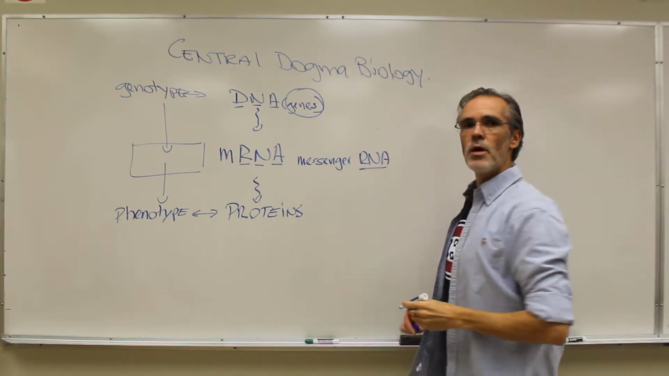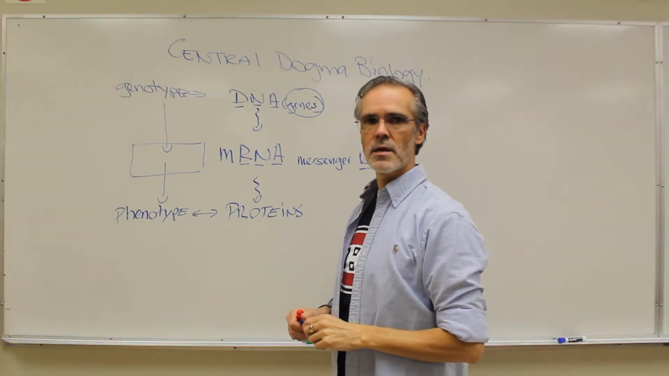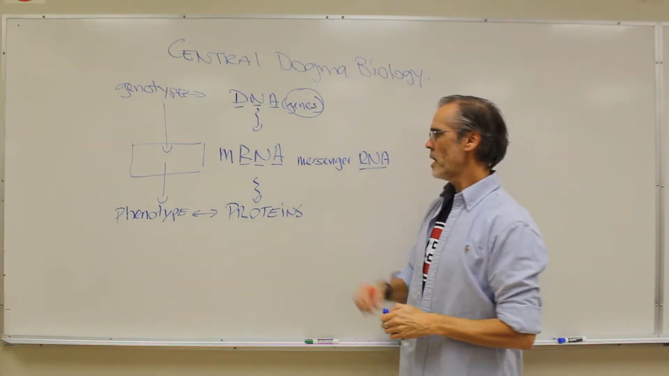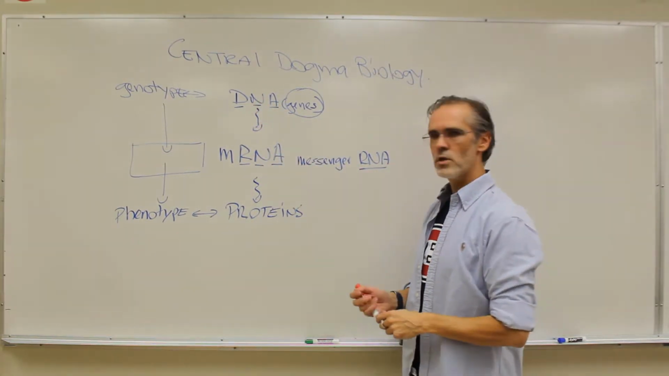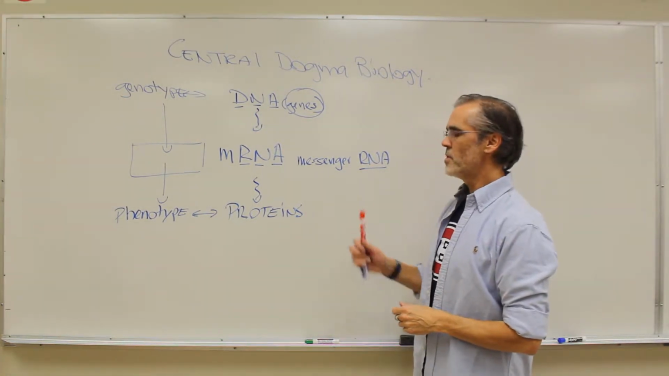And this dogma has been transformed a little bit over the years, but basically it states this. It states that DNA is transformed into RNA and then is eventually transformed into proteins, okay? So that's the important part here.